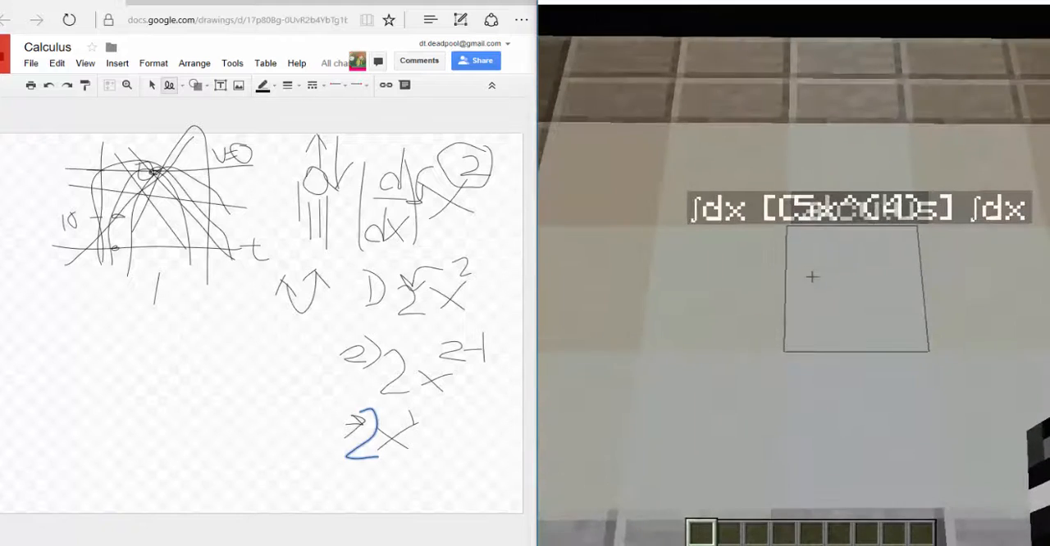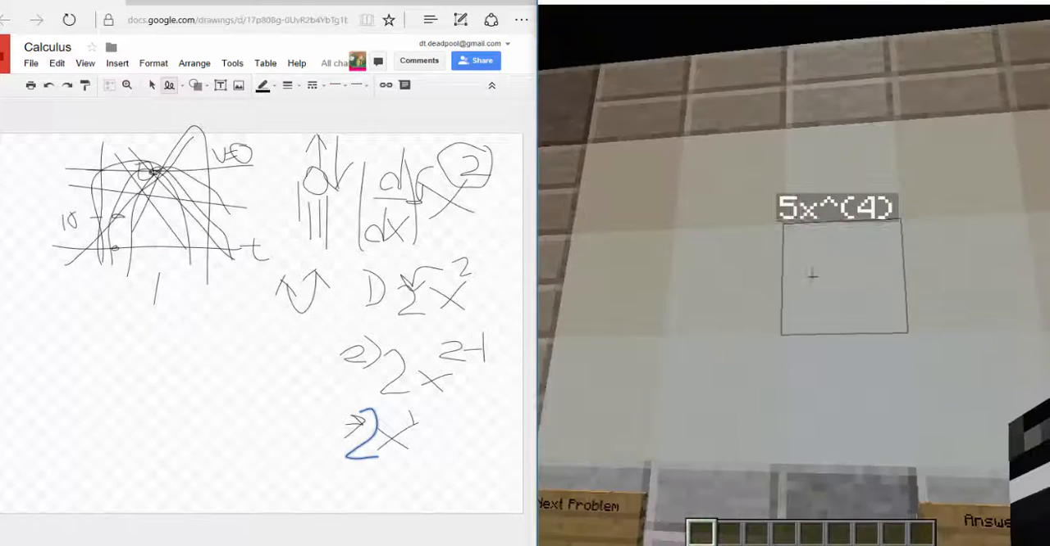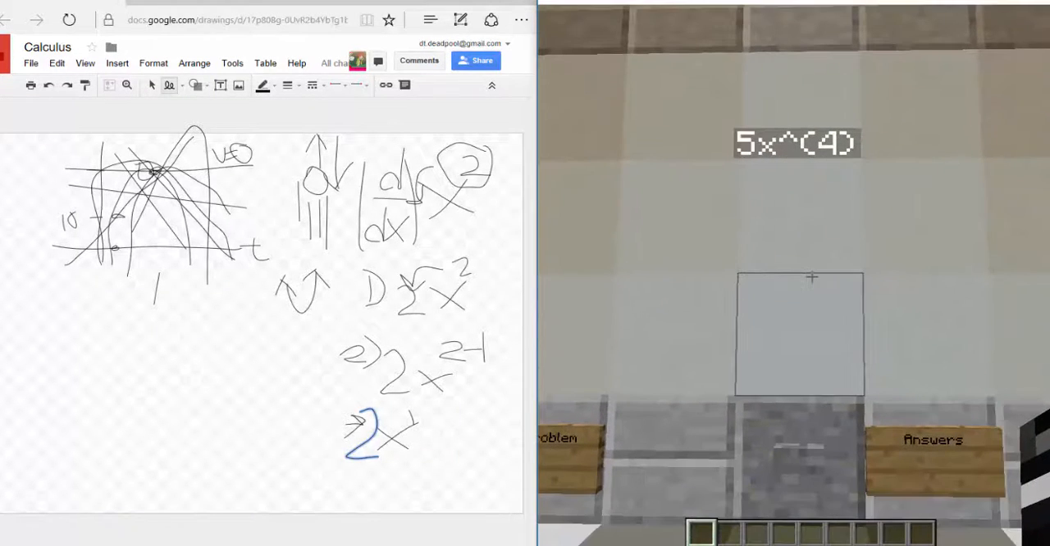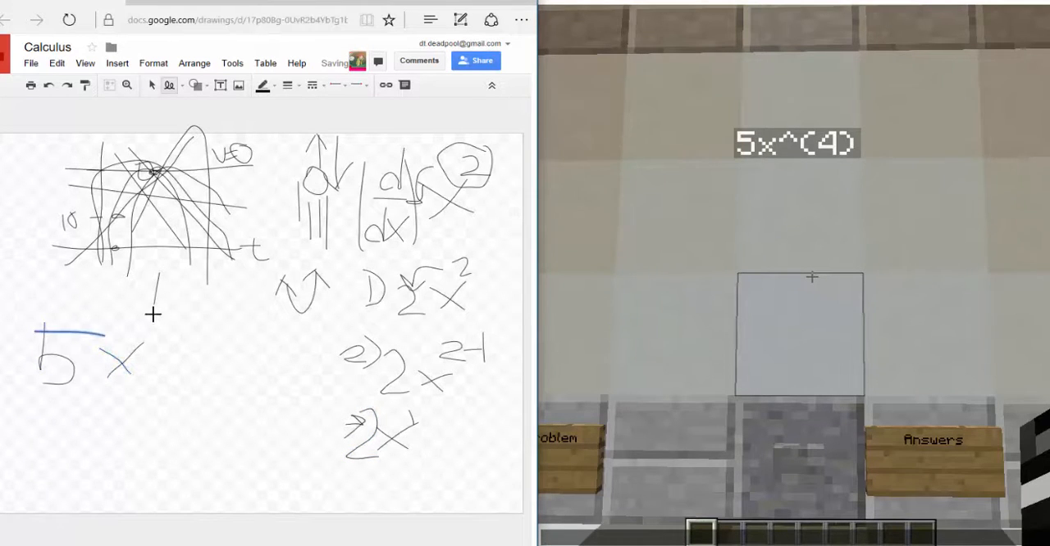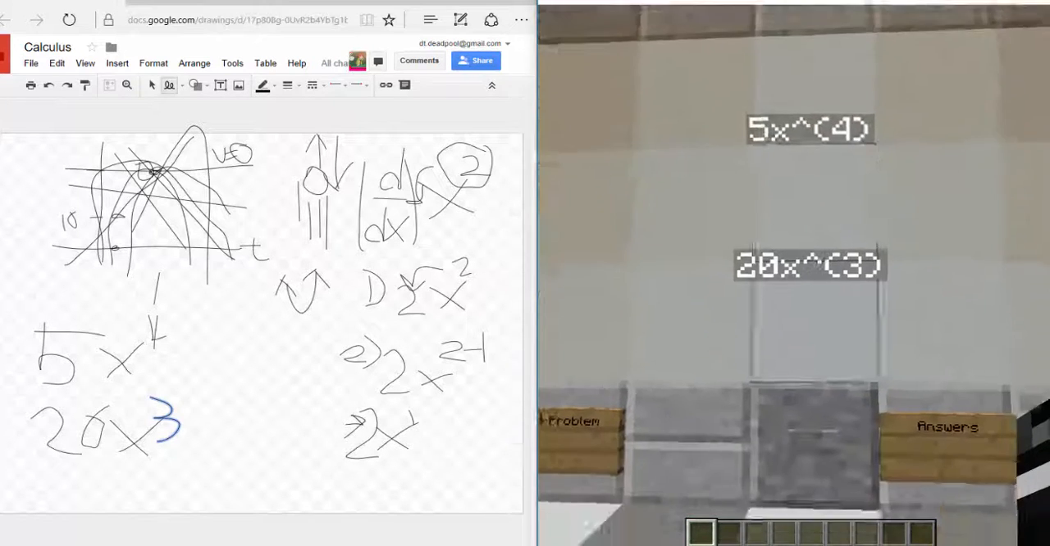Let me get rid of the thing. Okay, so here we have 5x to the 4th. So go ahead, Benny. From the knowledge you taught me right here in Google Drive, I have to bring the 4 to the 5 times it, so that'll be 20x to the power of 3. Yes. Okay, so that one is good. Answer: 20x to the 3.